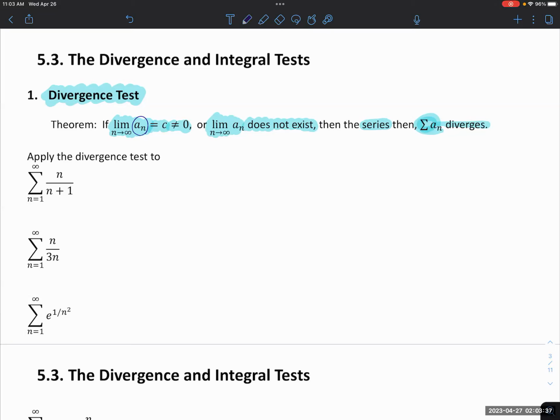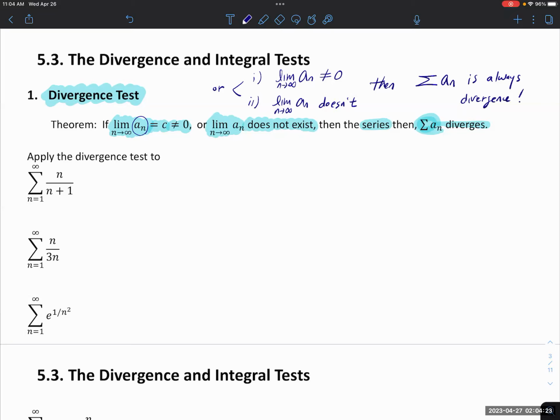So let me write down this theorem. I know it looks like a little bit of abstract language. So here are two conditions. One is the limit: you're going to check where this sequence is actually heading toward. Check whether it is equal to 0 or not. Second, check whether the limit of this sequence does not exist. Either way, if you have one of the cases, then automatically the series, summation of a_n, is always divergent.